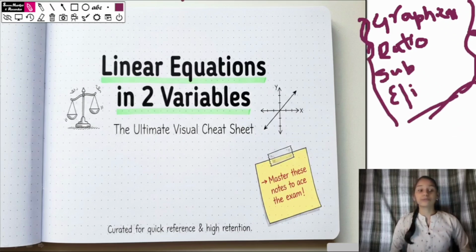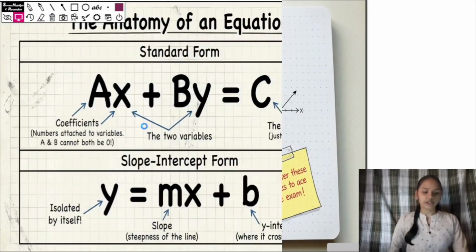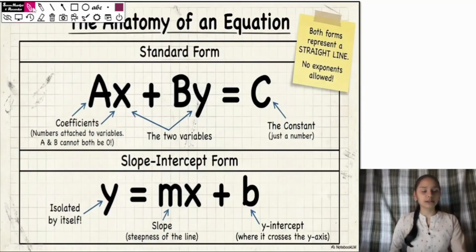I'm super excited to learn this chapter. And what about you? I hope you're also excited. Now, coming to the next thing, let's start the chapter. First of all, I'm going to introduce you to this equation. It is the standard form of linear equation.